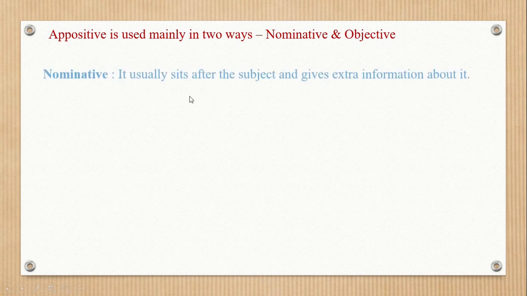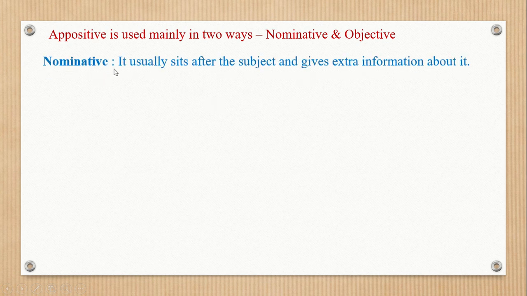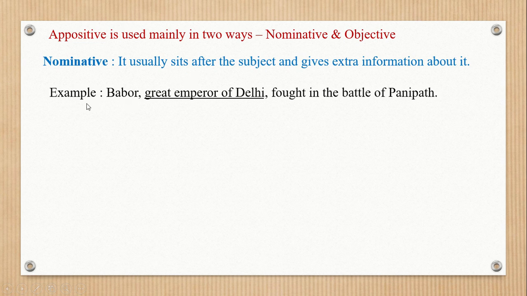What is nominative? Nominative means this type of appositive usually sits just after the subject and gives extra information about it. Usually sits after the subject. Please remember it. Look at the example. Babur, great emperor of Delhi, fought in the battle of Panipat. This underlined word, great emperor of Delhi, is an appositive and it modifies the noun Babur. So it's a post modifier here. You see after the subject it is used.